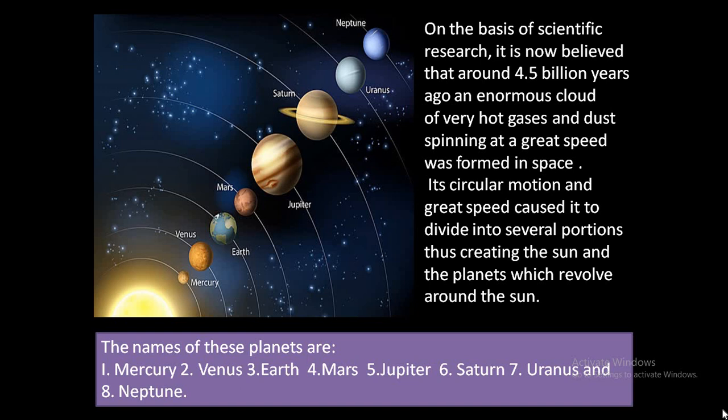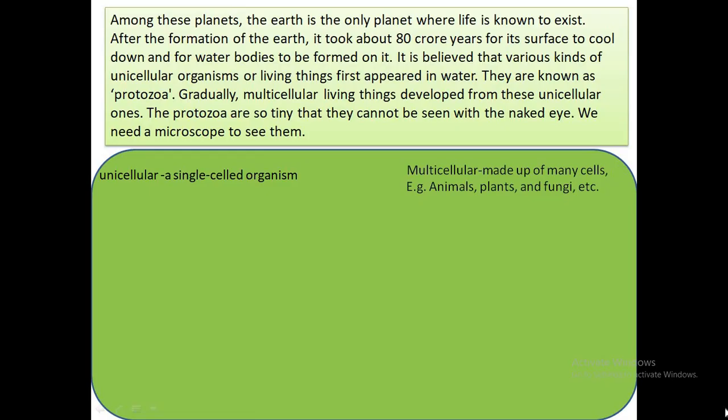So children, the planets as we learn about them today were not there before. It took many years to form a solar system in space. There were only gases and dust particles, and as they spun around in circular motion, it caused the different planets to form. Among these planets, the Earth is the only planet where life is known to exist.